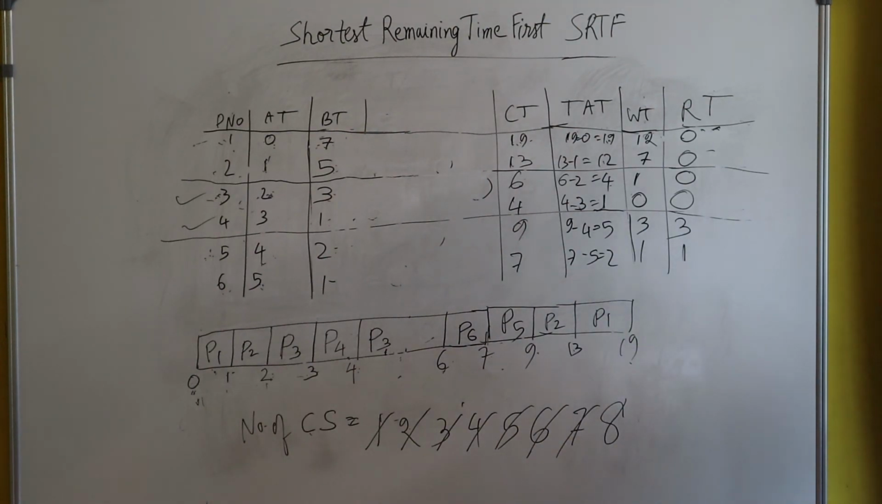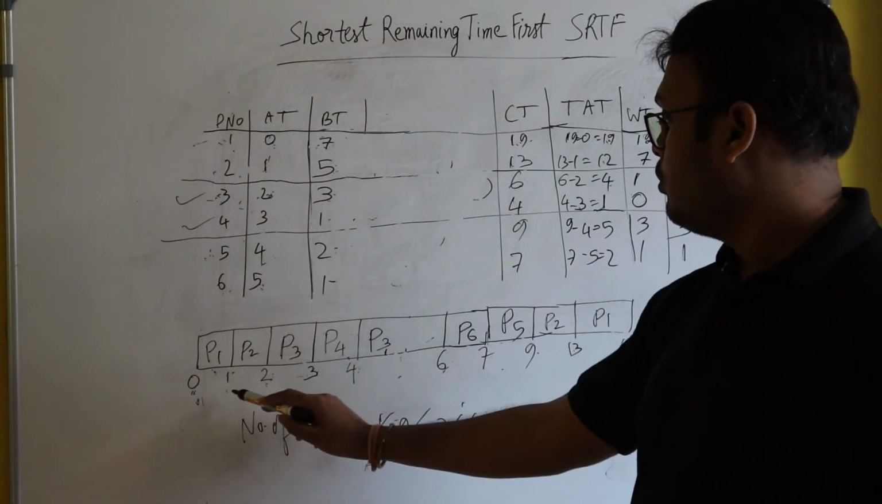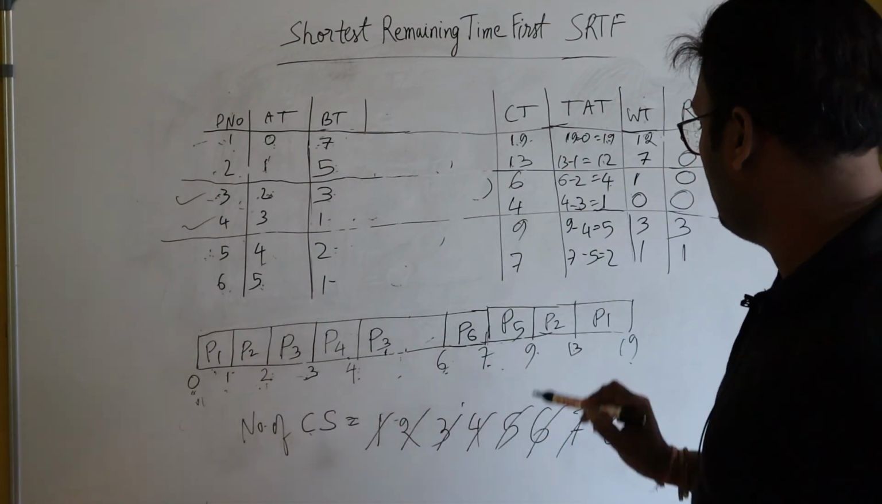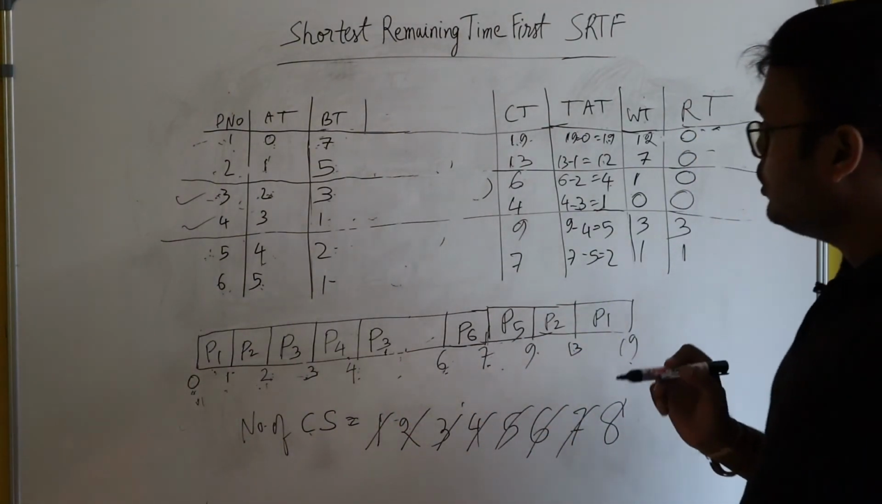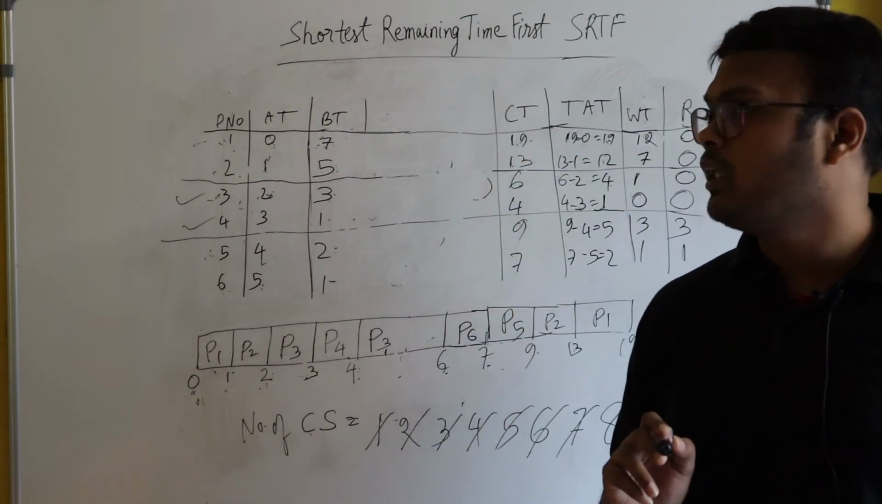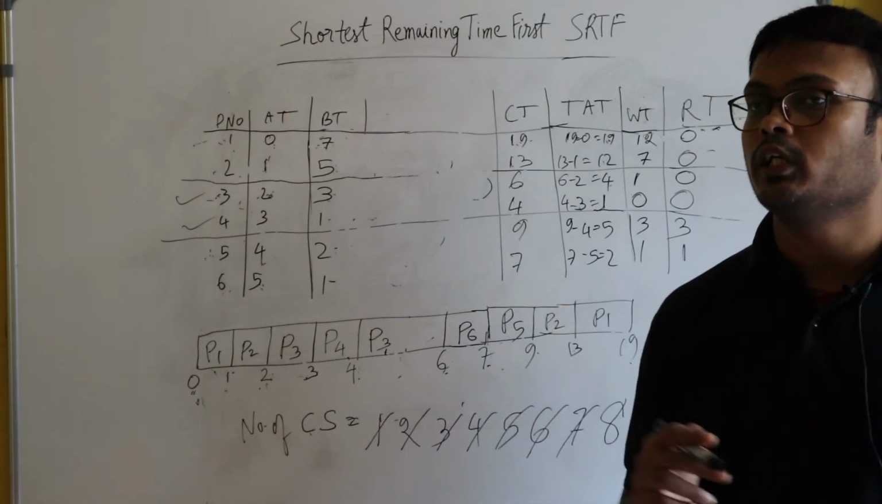So you see there are 8 context switches: 1, 2, 3, 4, 5, 6, 7, 8. So this is a disadvantage of this shortest remaining time first, because there are lots of context switches happening.